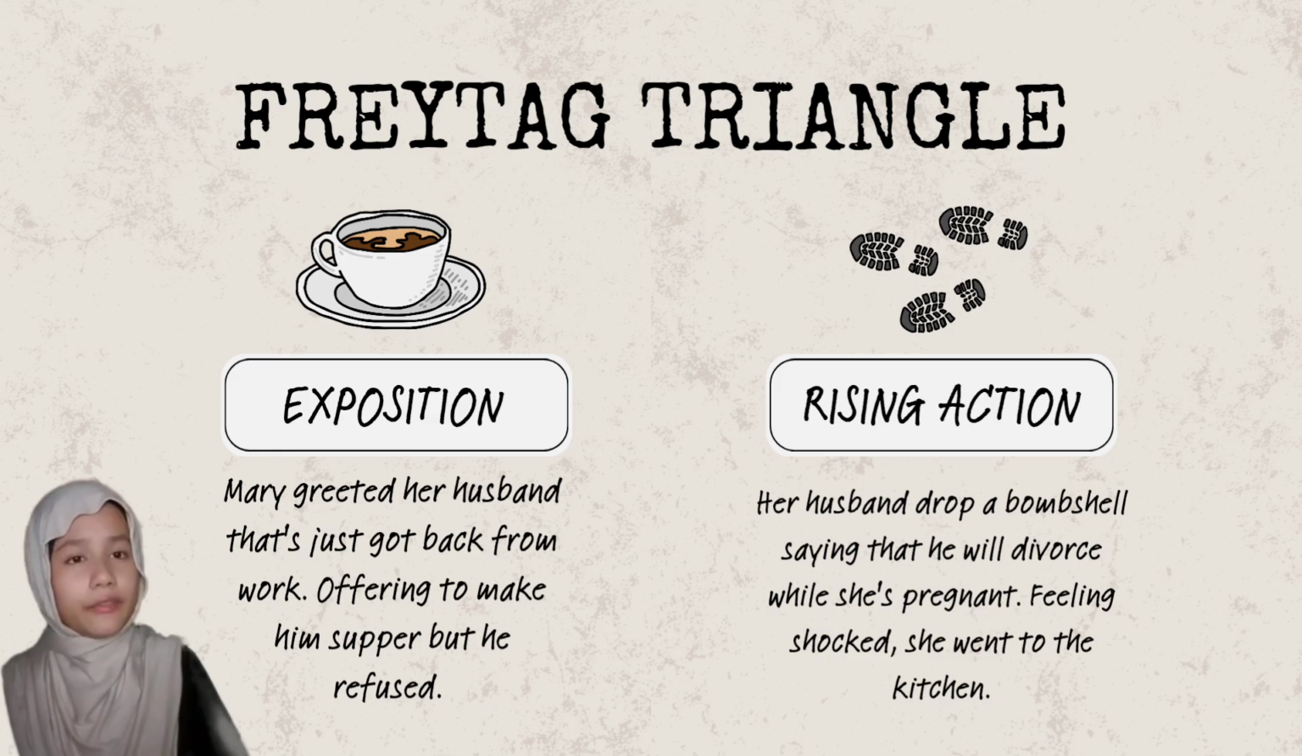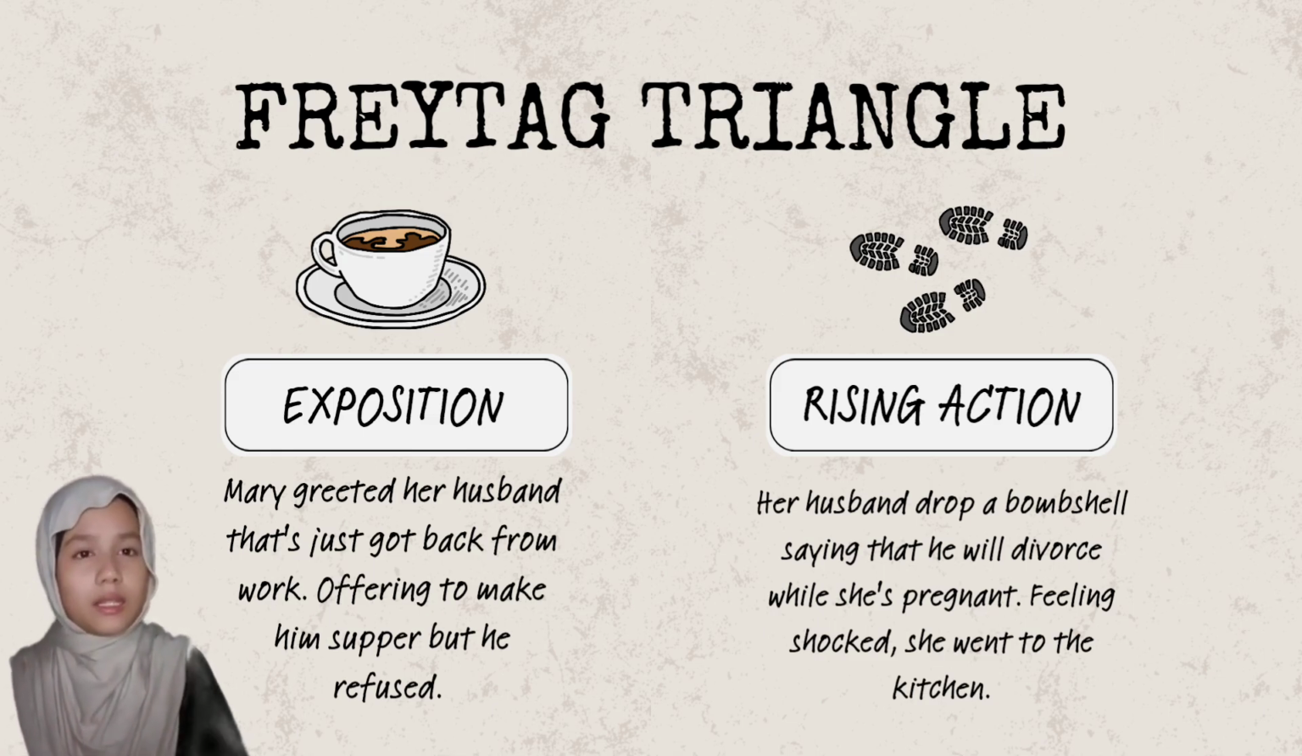The first thing in the Freitag triangle is exposition. What is exposition? Exposition is an introduction of the story. It also introduces characters, setting, and initial situation. It also introduces potential conflicts. The exposition in the short story is Mary, as a devoted housewife, waiting for her husband to come back home from work. After he is back, she greets him and offers to make supper, but he refuses.